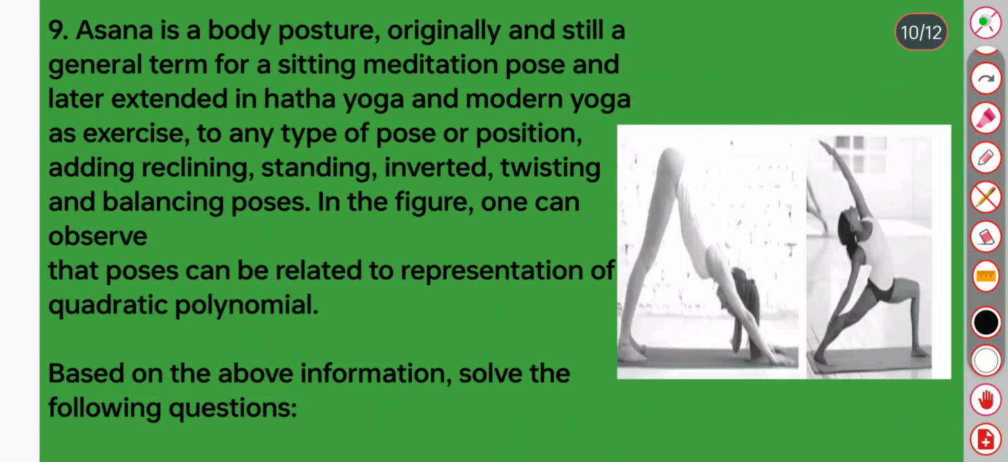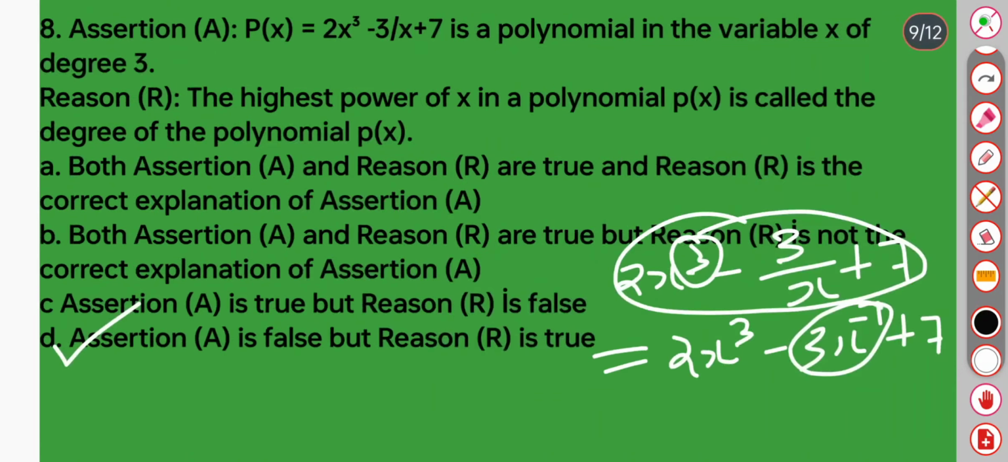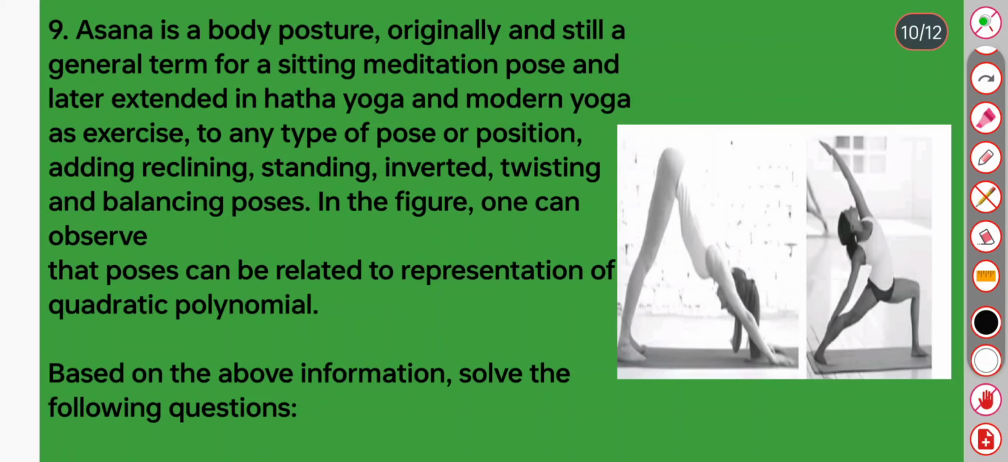That is question number 9. It is a case-based study question. Asana is a body posture originally and still a general term for sitting meditation pose, and later extended in Hatha Yoga and modern yoga as exercise to any type of poses or position, including reclining, standing, inverted, twisting, and balancing poses. In the figure, one can observe that poses can be related to representation of quadratic polynomial. So basically, they have given some poses of yoga. You can see the picture. Based on the above information, solve the following questions.